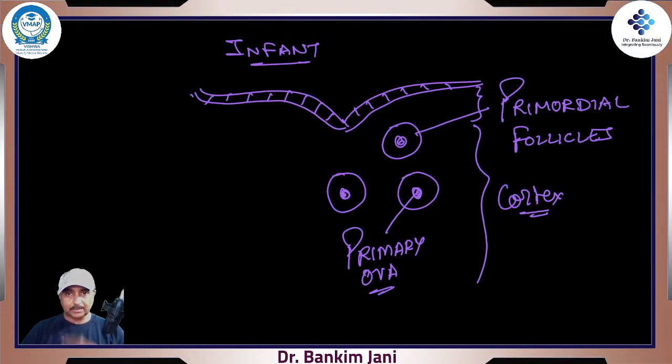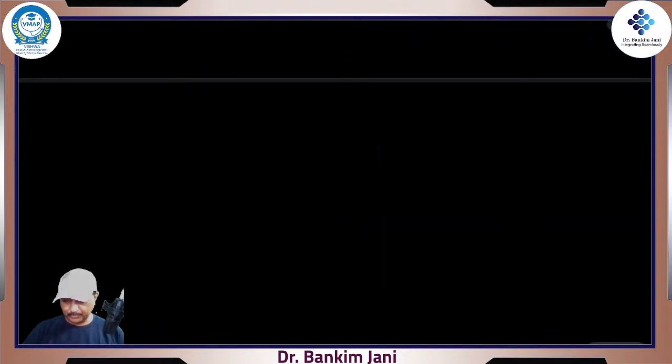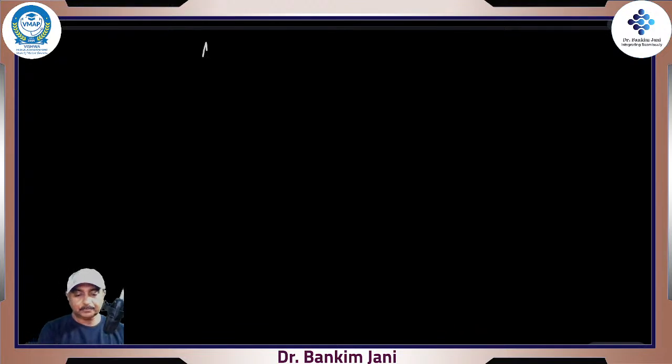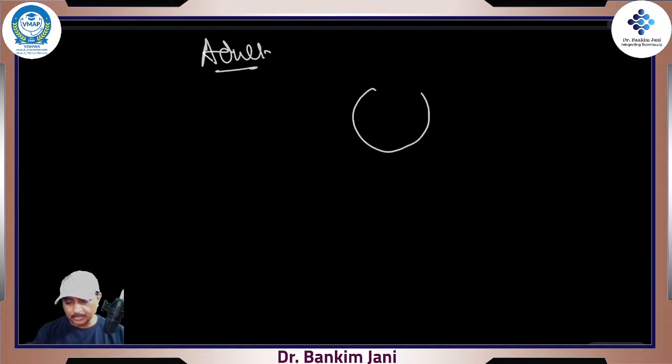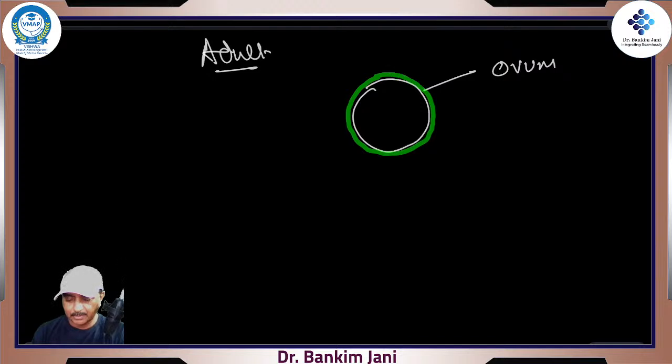As the follicles develop, that is, as she becomes an adult, there would be formation of the mature follicle. Then this ovum is surrounded by what is called the zona pellucida.